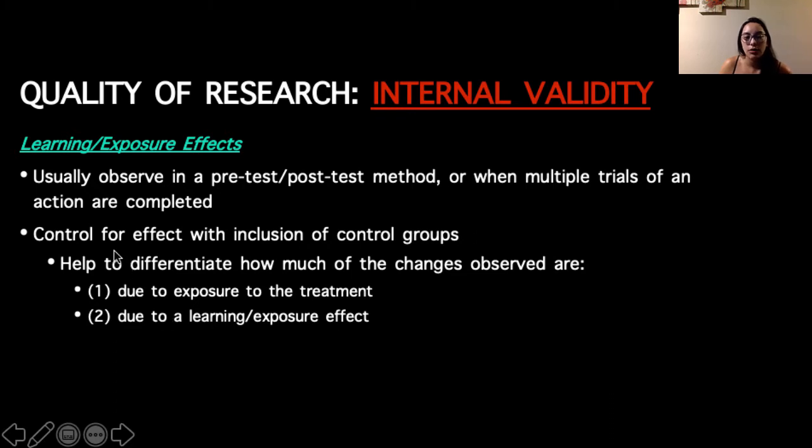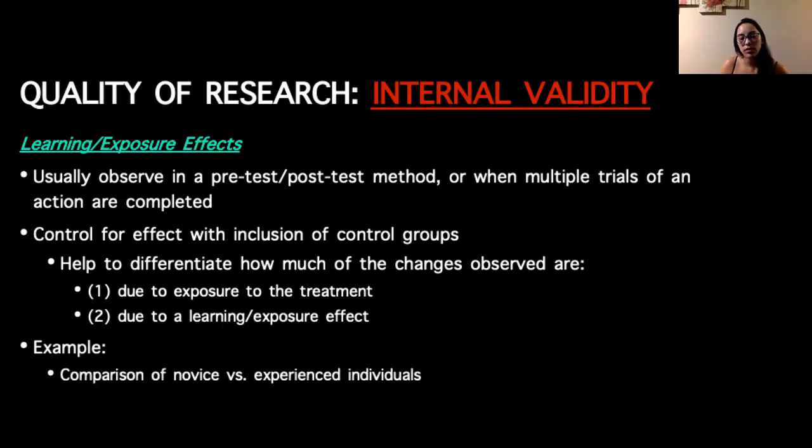But having a control group is going to help us differentiate how much of the changes we observe are actually due to the exposure or the treatment or intervention, and how much are actually due to the learning or the exposure effect. So an example of this would be if we're comparing novice versus experienced people. If we said in our sample, we're not controlling for experience level, we're just taking everybody and we want to see how they do on this certain task, right? Somebody who has experience in that task, that's going to influence the performance outcome, right? Versus novice people who maybe are going to have significantly lower performance outcomes.